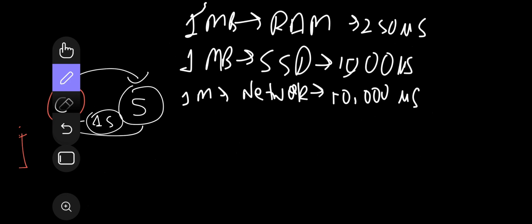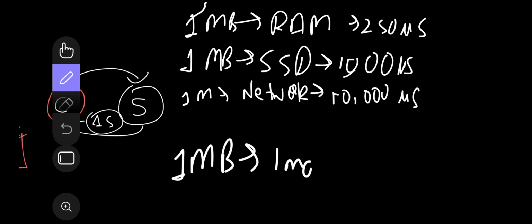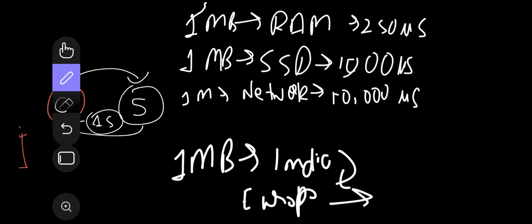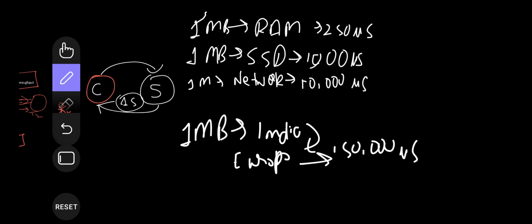Let's take an example of intercontinental. Suppose you are taking things from India to Europe. Now this is an intercontinental round trip. So let's say from India you go to Europe. This particular one would take more time, obviously. It would take you 150,000 milliseconds. So this is a typical example of the orders of magnitude that matter in latency.